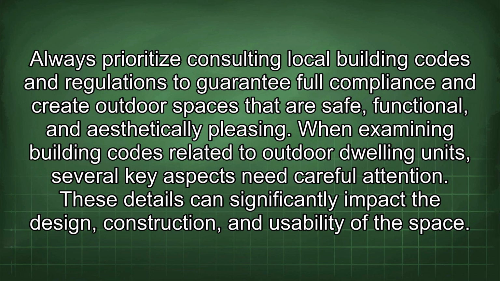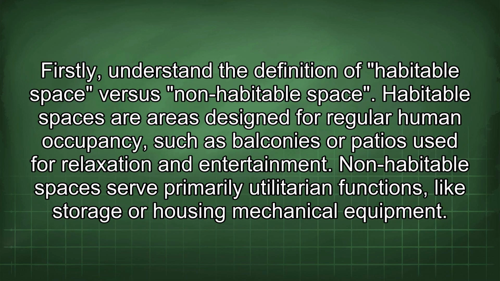When examining building codes related to outdoor dwelling units, several key aspects need careful attention. These details can significantly impact the design, construction, and usability of the space. Firstly, understand the definition of habitable space versus non-habitable space. Habitable spaces are areas designed for regular human occupancy, such as balconies or patios used for relaxation and entertainment. Non-habitable spaces serve primarily utilitarian functions, like storage or housing mechanical equipment.